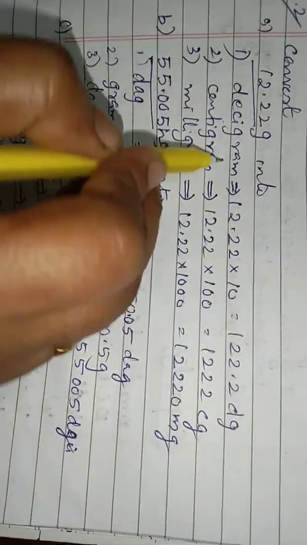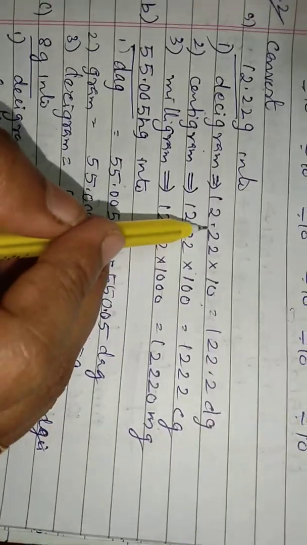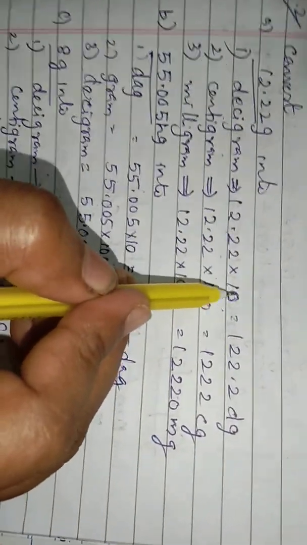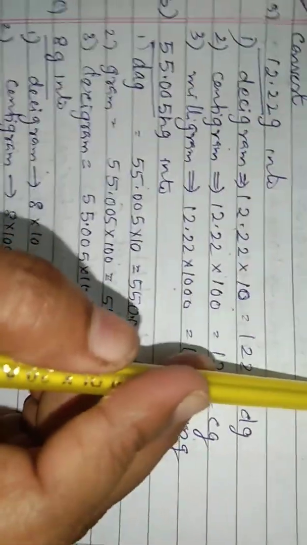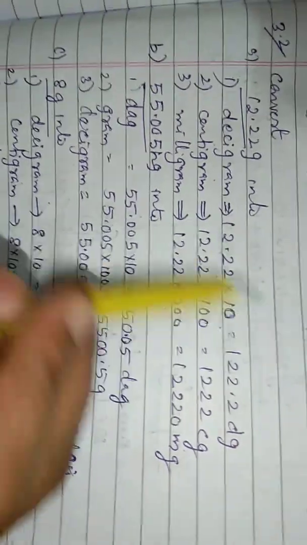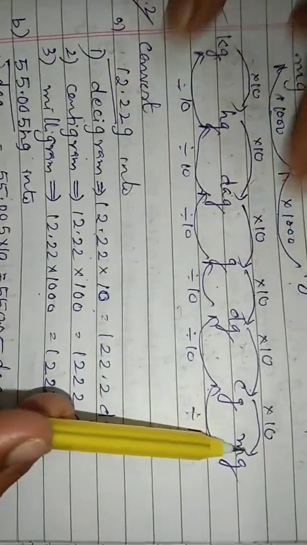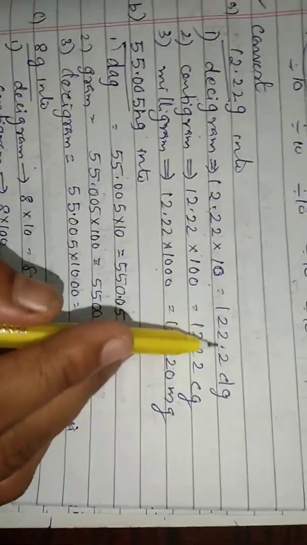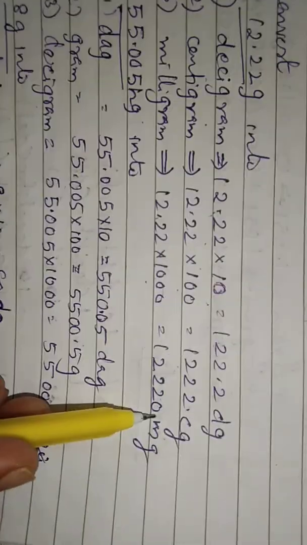Now look here, convert 12.22 gram into decigram. Gram converted into decigram is multiplied by 10. Here the decimal changes according to the zeros in the multiplier, multiples of 10. Then gram to centigram is multiplied by 100, 10 into 10. And gram to milligram, 10 into 10 into 10, that is 1000. When we multiply by 10, the decimal moves one place to the right, it is 122.2 decigram. And 12.22 into 100 means 2 places to the right, the decimal will come here, and 3 places to the right, the decimal will come here.